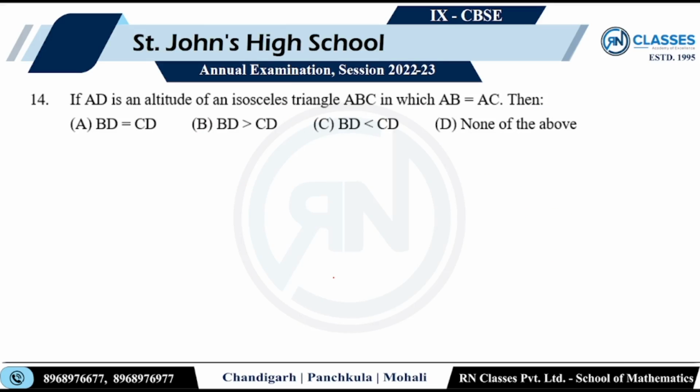Next. If AD is an altitude of an isosceles triangle ABC, right? ये आया मेरे पास AB.